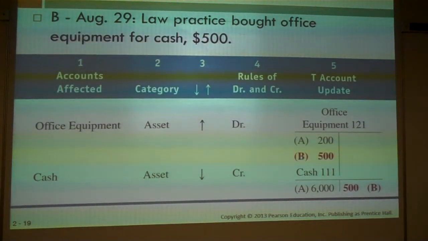So let's look at this one. We have office equipment and cash. They're both assets. Cash went down. Office equipment went up. Cash was our credit. Office equipment was our debit. Shift in assets. The T account is number 5 over there, and you can see the transaction. We already had something in office equipment. So what's our balance now in office equipment? 700.